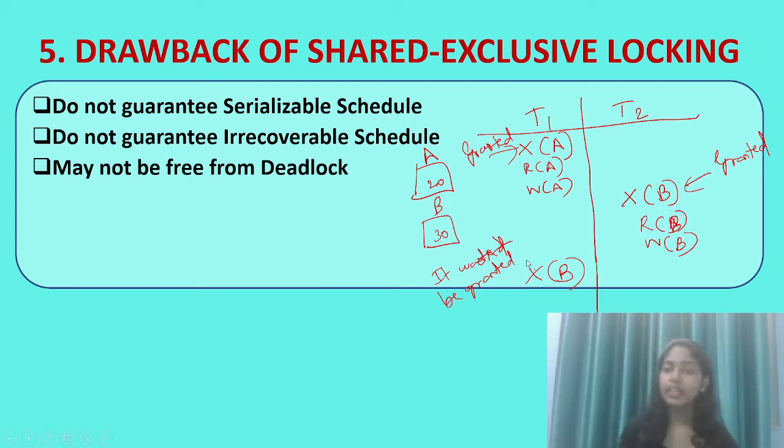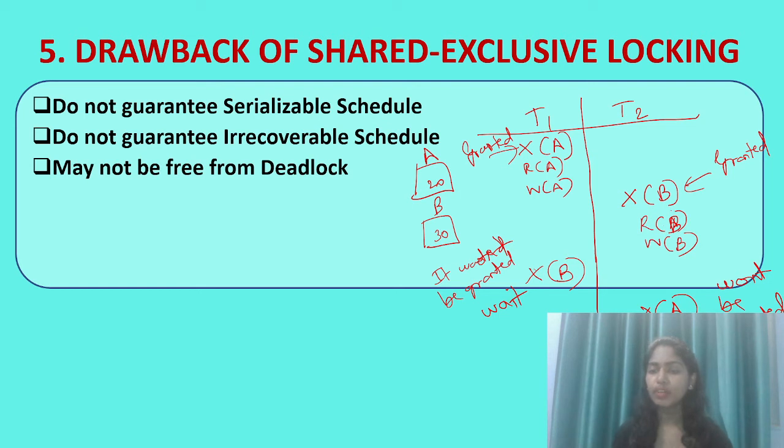Wait till what? Till T2 unlocks this exclusive lock on B. Till T2 unlocks, T1 has to wait to apply the exclusive lock on data item B. So T2 has to unlock it first, then only T1 can have it. Similarly, T2 wants to apply an exclusive lock on A. Again, it won't be granted because the exclusive lock on data item A is already taken by transaction T1 and it has not released it. So it won't be granted to T2.